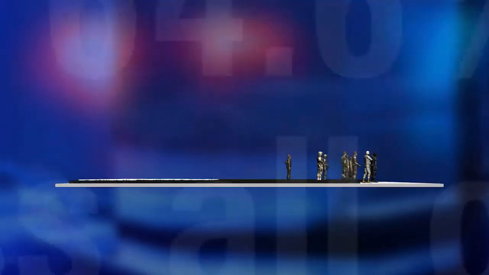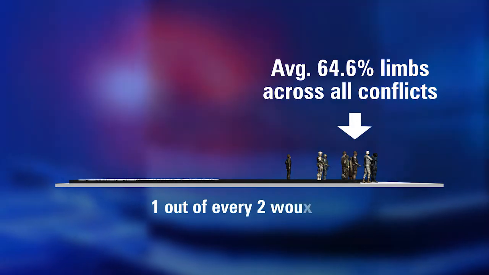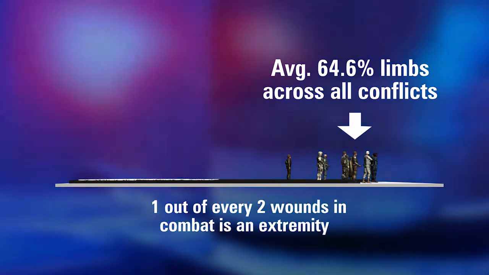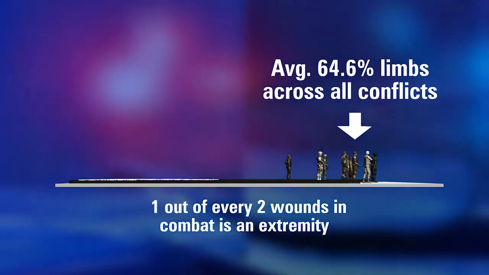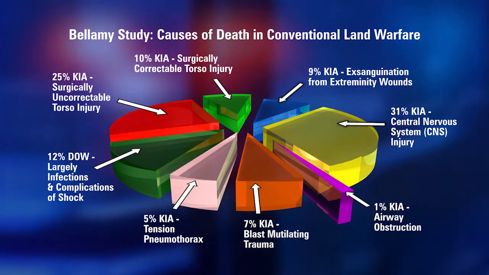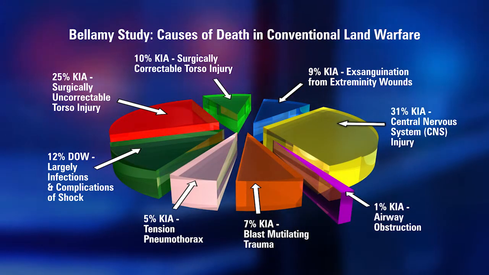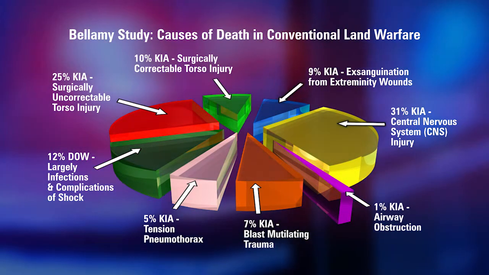Think back to the data presented earlier. The most common combat injury, more than 1 out of every 2 wounds, is an extremity injury. And the largest percentage of preventable deaths is from bleeding from an extremity wound. So, we first concentrate on the most likely injury and the most likely preventable cause of death.